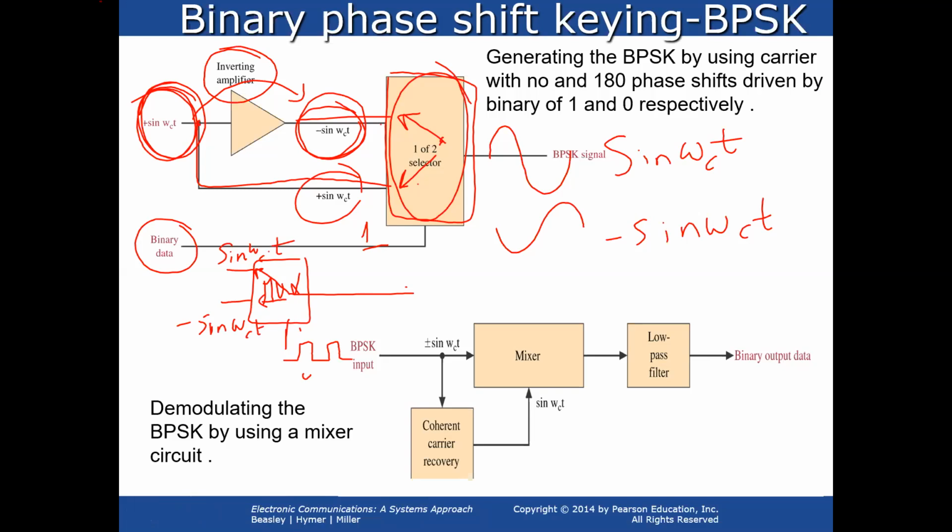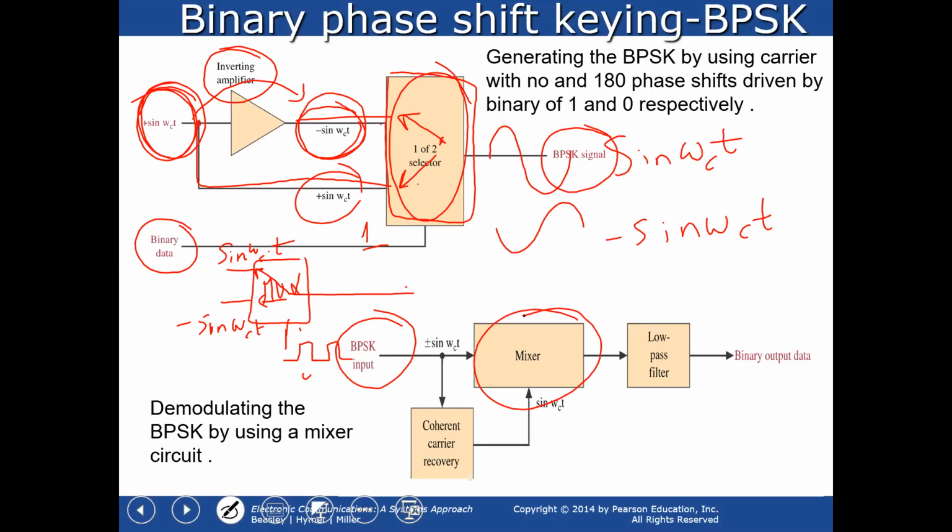Also, a binary phase shift keying receiver detects the phase shift in the received signal. Here, this one is how to generate the binary phase shift keying. Now at the receiver side, I'm receiving the BPSK signal. It's fed into the mixer circuit.